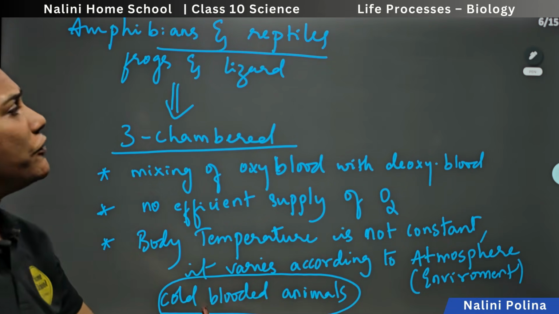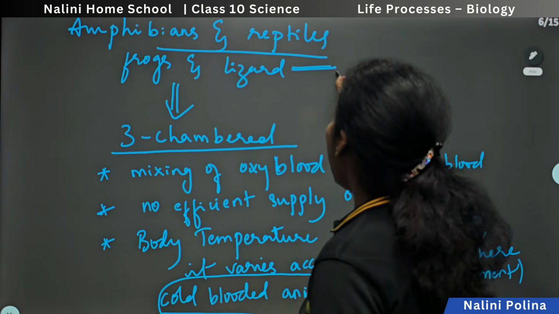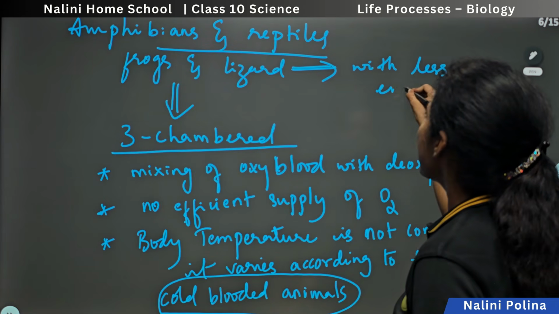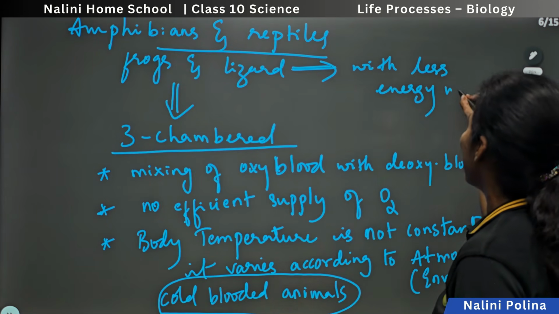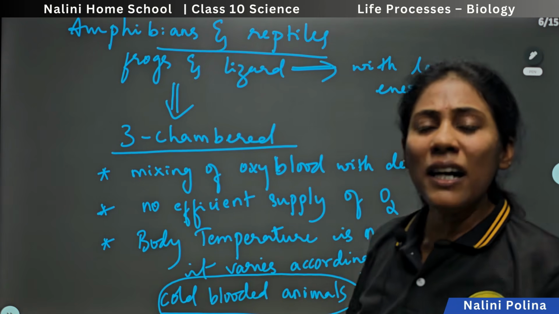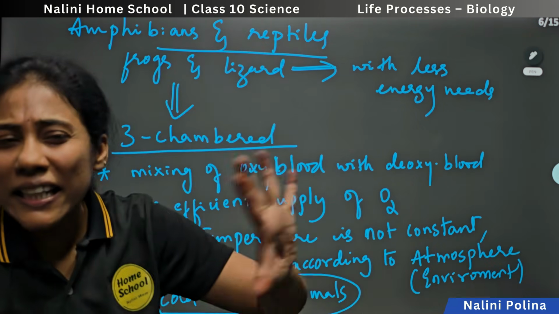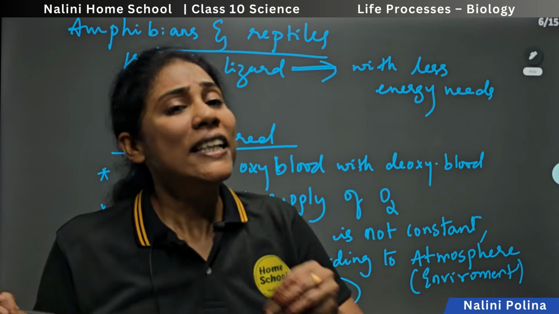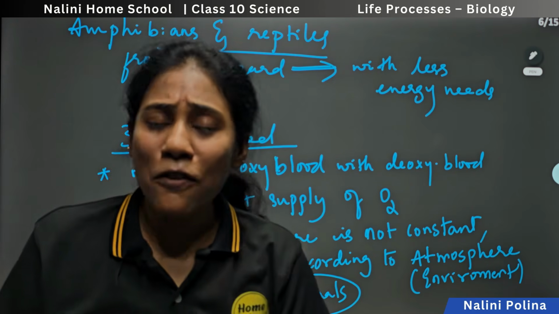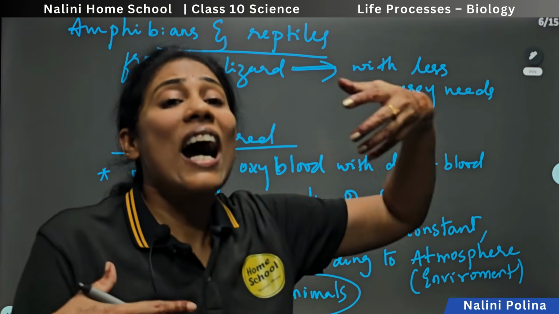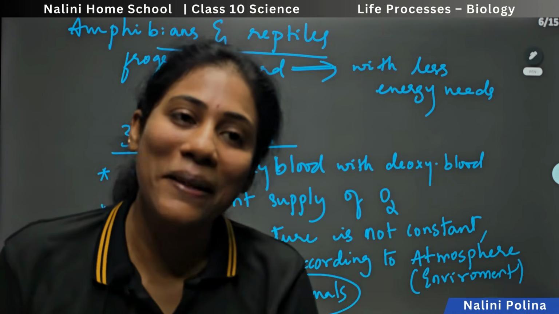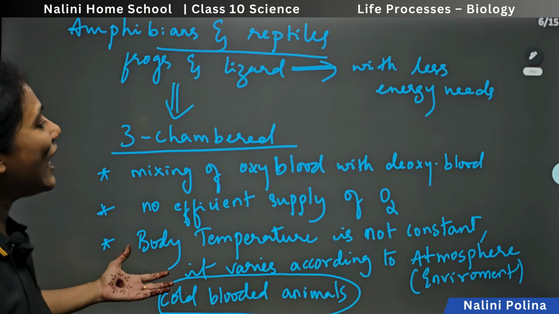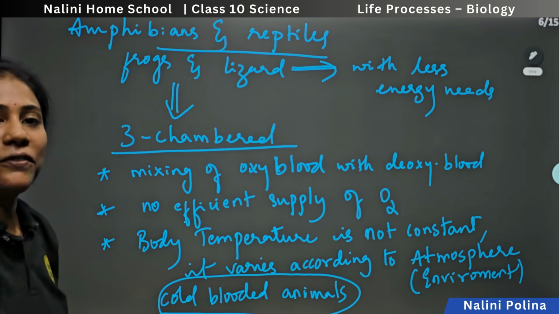That is okay for those animals because these are the animals with less energy needs. They don't need much energy, unlike mammals and birds. So even if there is a mixing of blood, no problem. Even if there is no efficient supply of oxygen, no problem. That's why their hearts are designed as a 3-chambered heart, because that's okay for those animals. So this is all about the heart of amphibians and reptiles, guys.